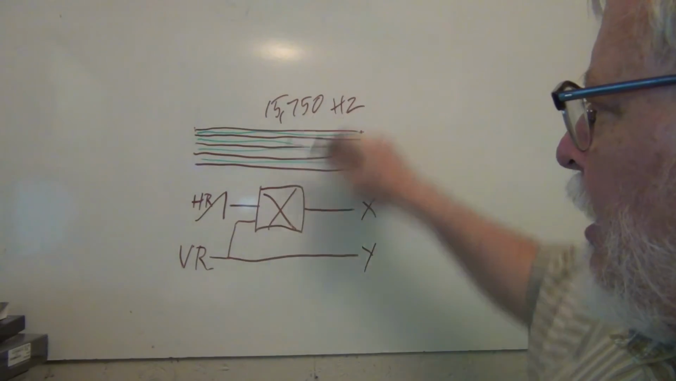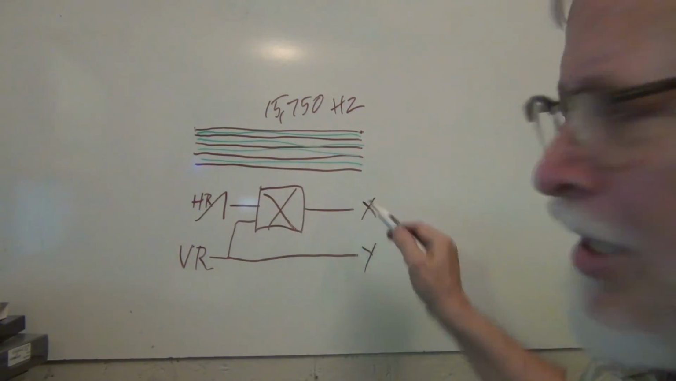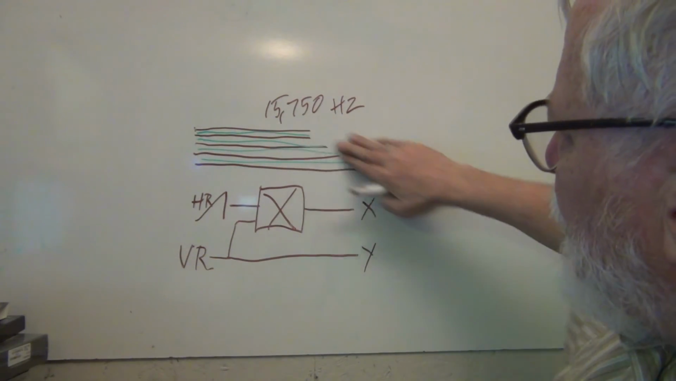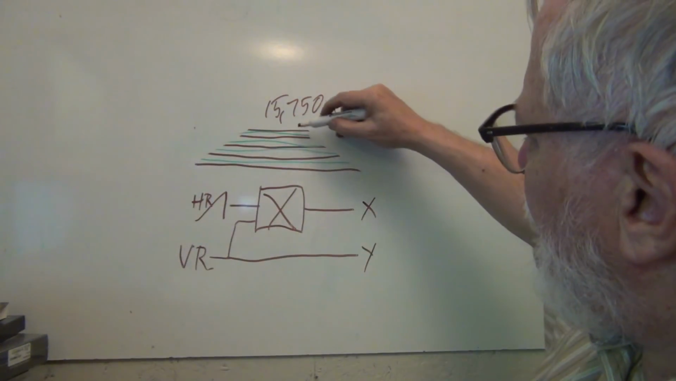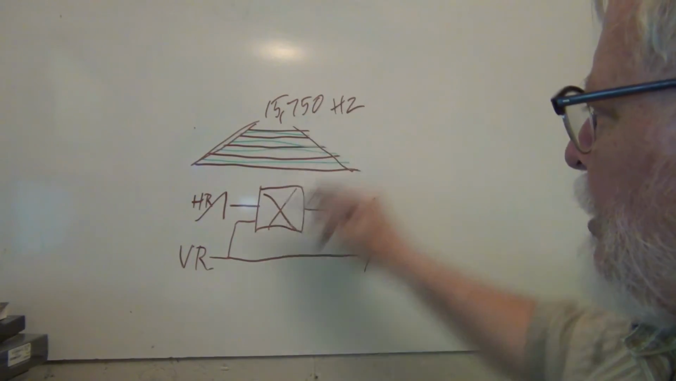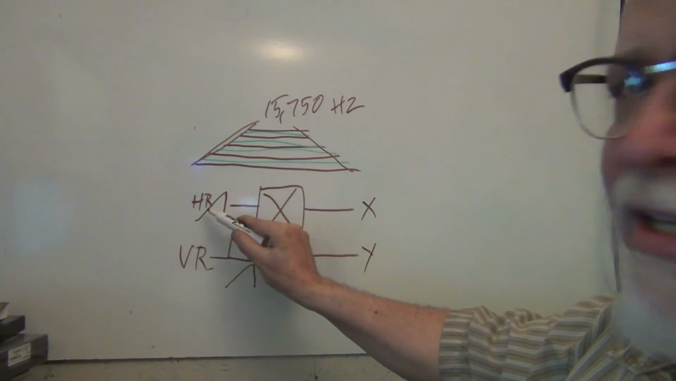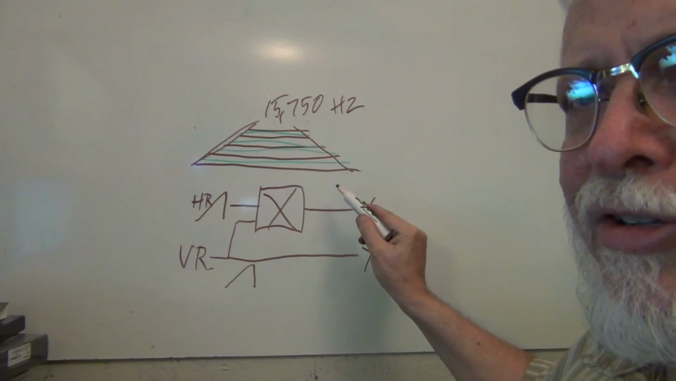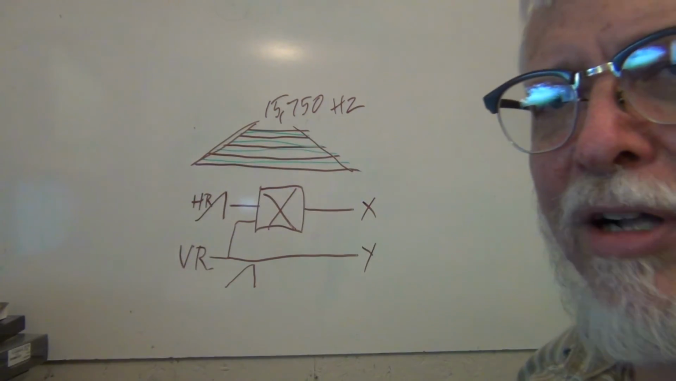Well, at the beginning, when the vertical ramp's almost nothing, we'll get very little horizontal ramp coming out of this multiplier. So what that means is that at the top of the picture, we've made that raster almost go to a dot. Whereas at the bottom of the picture, where the vertical ramp is bigger, we're allowing the horizontal ramp to be bigger. So the scan lines near the bottom of the picture are suddenly going to be bigger, and the ones at the top of the picture are going to be smaller.